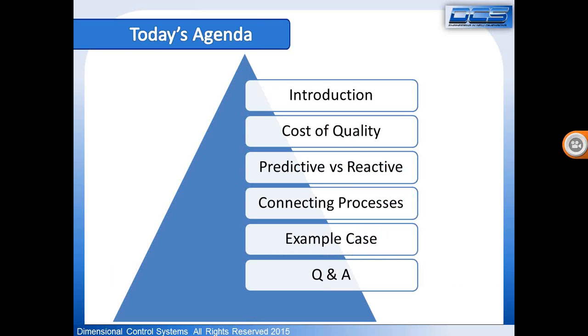Today's agenda. We're going to begin with a brief introduction about DCS. We'd like to talk about the cost of quality, then predictive versus reactive, connecting processes, followed by an example case, and a couple minutes at the end for Q&A. So we're looking at about 40 to 45 minutes for a presentation with a couple minutes at the end for the question and answer, and we're looking to wrap up within 60 minutes so you can get back to your day.